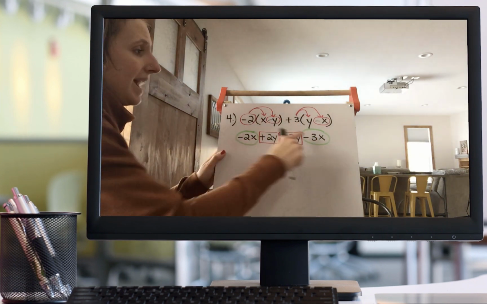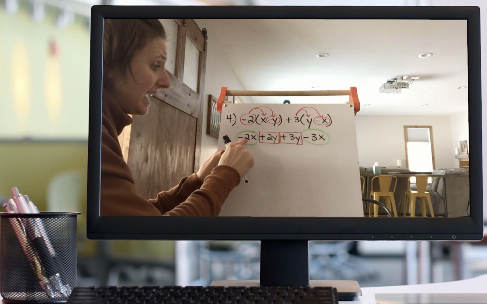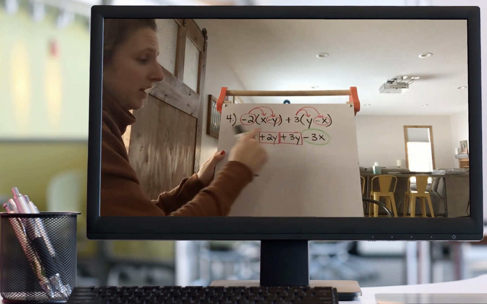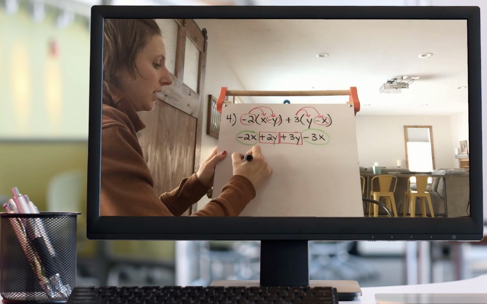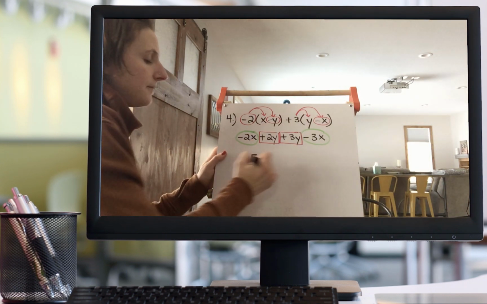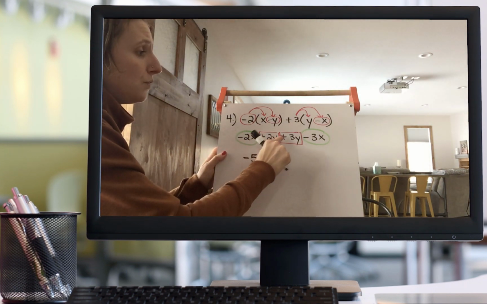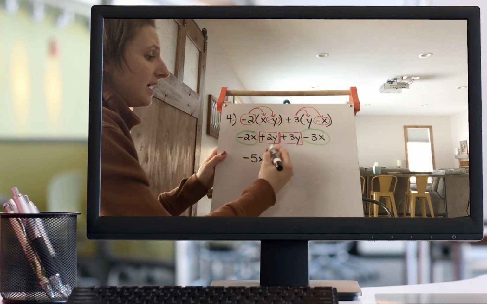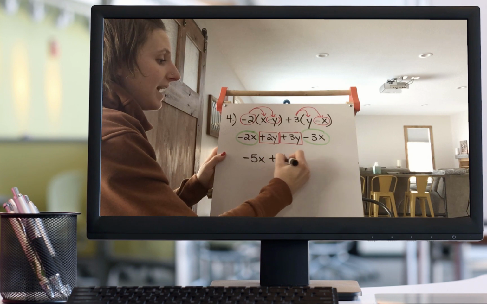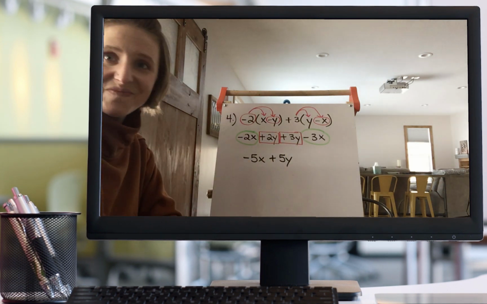So -2x minus 3x, it's like -2 minus 3. You're at -2 on the number line. You're going to take 3 steps further left. That's going to bring you to -5x. Then this is a positive 2y. You're adding 3y. So it's like 2 plus 3. That's going to give you a positive 5y.